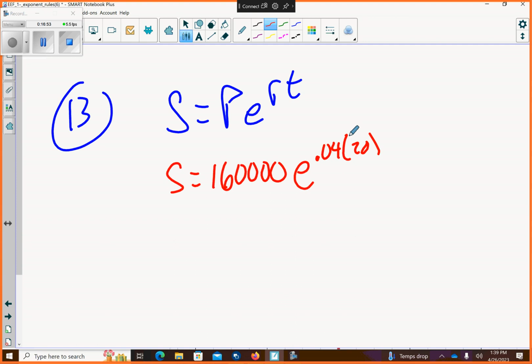Why would you do e to the 0.04 times 20 rather than using the other one where you have the m? It doesn't tell you it was compounded quarterly or anything like that, so I thought it was just continuous. Okay.